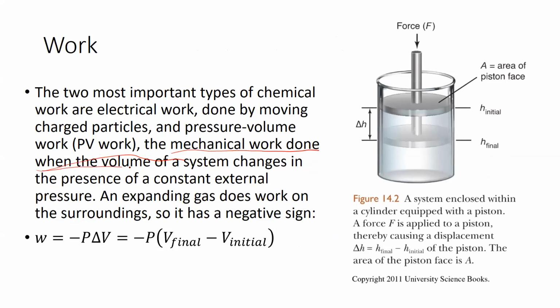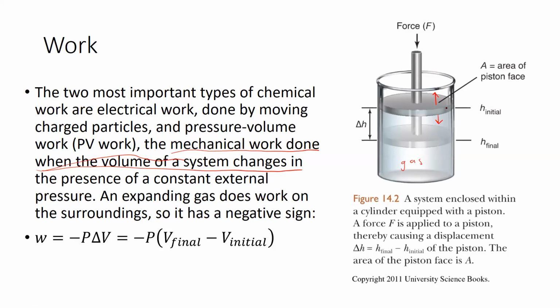Right, so when the volume of that system changes in the presence of a constant external pressure. In our example over here on the right, we have a piston in a cylinder, and inside the cylinder we've got some sort of a gas. That gas has a pressure inside of it. Because the piston can move freely in the cylinder, up or down, the pressure inside the container is going to be the same as the pressure outside.